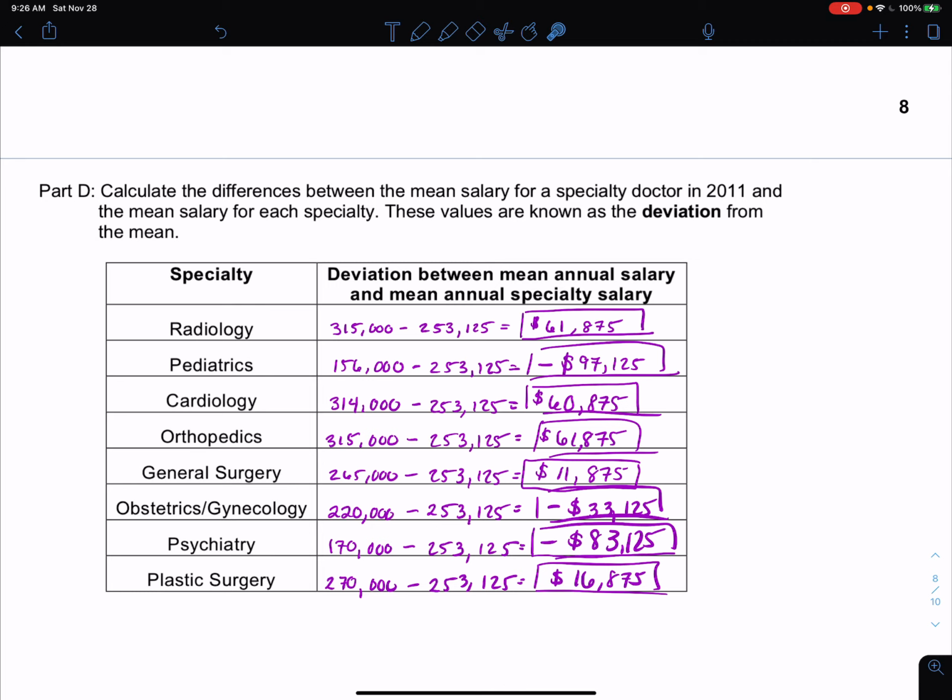For this next one, we got 220,000 from the table, subtracted out that mean for all specialties that we calculated, and got the negative 33,125. Notice that negative, it makes sense because the number that they earned in the table was less than that mean. For psychiatry, it's 170,000 minus the mean that we calculated, which gave us negative 83,125. And for plastic surgery, it was at 270,000 minus the mean that we calculated, which gives us 16,875.